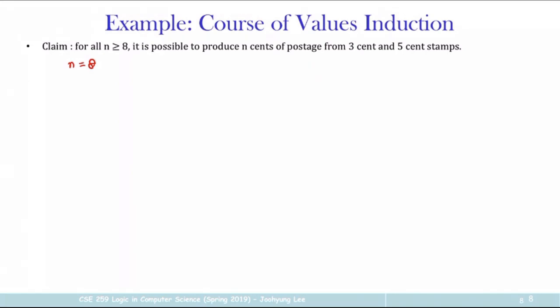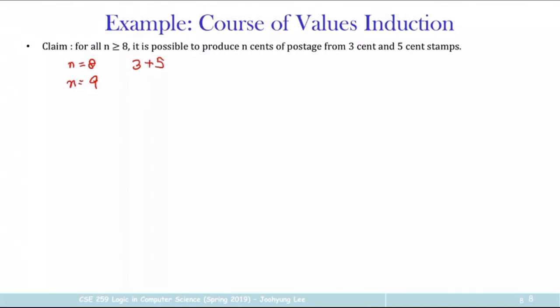Okay, so how about you? 8 cent postage, how can you create 8 cent using 3 cent and 5 cent stamps? One of each, right? So one 3 cent stamp and one 5 cent stamp. So that is 8. So we can create 8 cent postage. That's good. What about n equals 9? How do we create 9 cent postage?